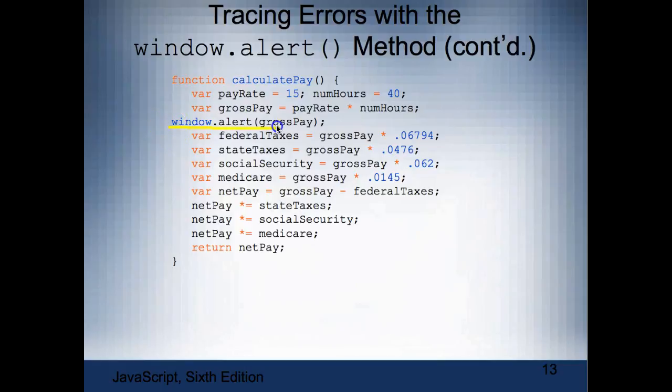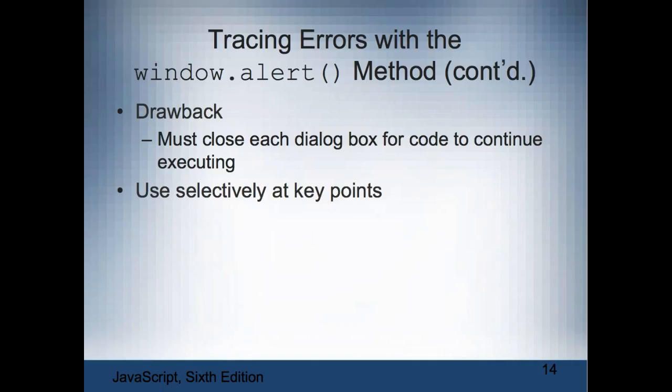There are, however, some drawbacks to using window.alert when debugging our programs. For example, we would have to close each dialog box every time it appears for the code to continue executing. Also, we can only use window.alert selectively at key points, so we'd have to have some sense of where the error is occurring before we decide where to insert the window.alert method.